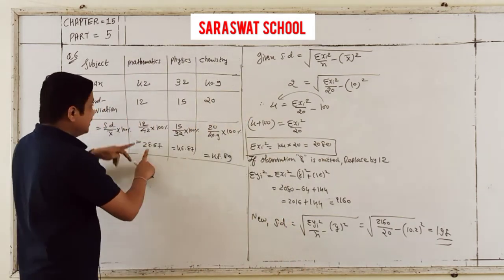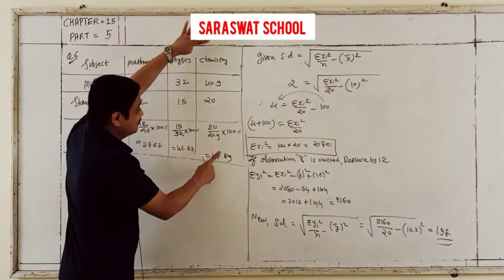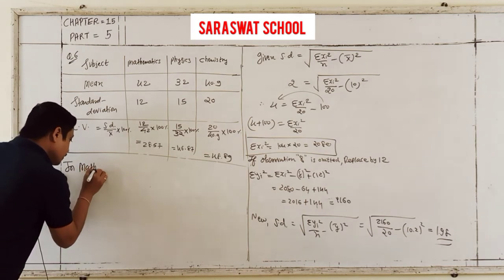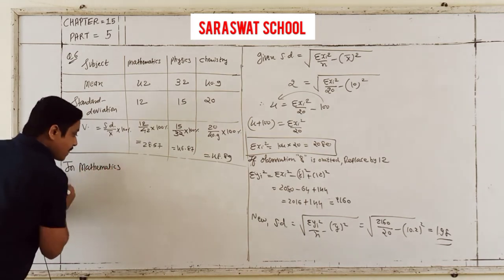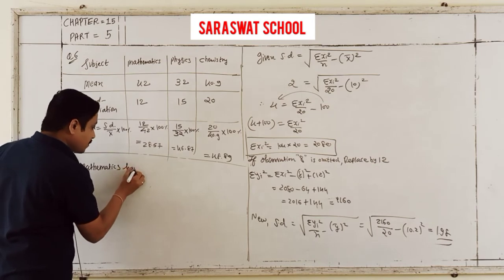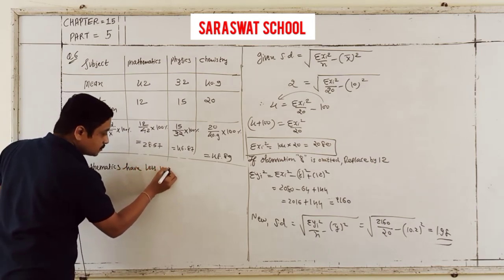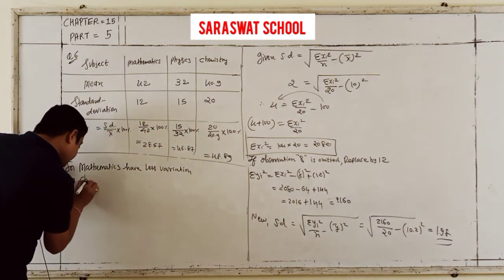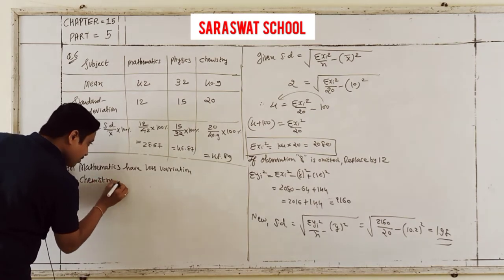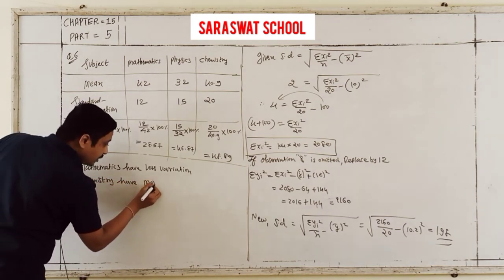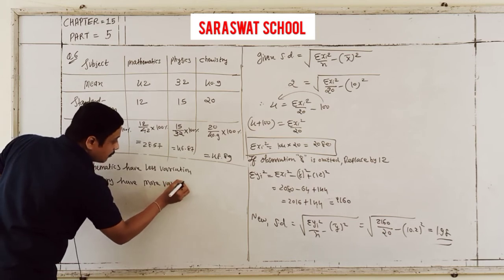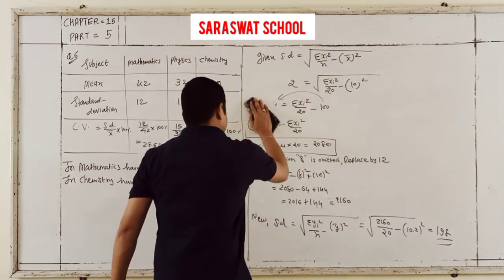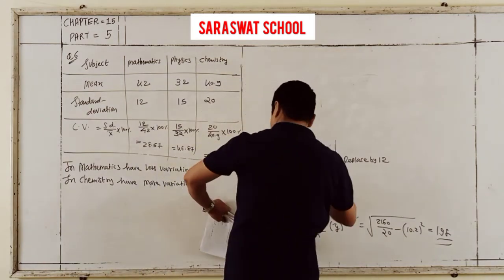Now check which is the least variation and which is the most variation. So mathematics has less variation in comparison to physics and chemistry, and lastly chemistry has more variation in comparison to maths and physics. Now students, I will go ahead to the last question for this exercise. Question number 7.